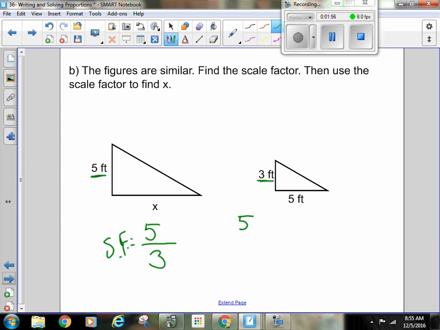So we're going to set 5 over 3, and then we're going to match these two sides up. Now the x came out of the same triangle as this 5, so x is going to go on the top because it's from the same triangle. And then this 5. If you go ahead and cross multiply and divide, you are going to find x equals 25 over 3, or if we do that out, 25 divided by 3 gives us 8.33 repeating, which is 8 1/3.